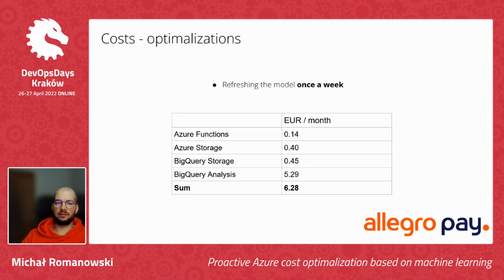And the optimization that we found was switching the refresh period of the forecasting model from once a day to once a week. And that way we lowered the BigQuery analysis price to 5 euros. So it sums up to slightly more than 6 euros per month for the whole solution. So for us, it's enough, and it is close enough to zero as we wanted at the beginning.